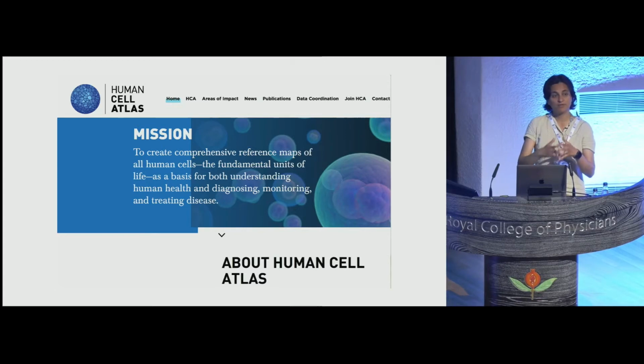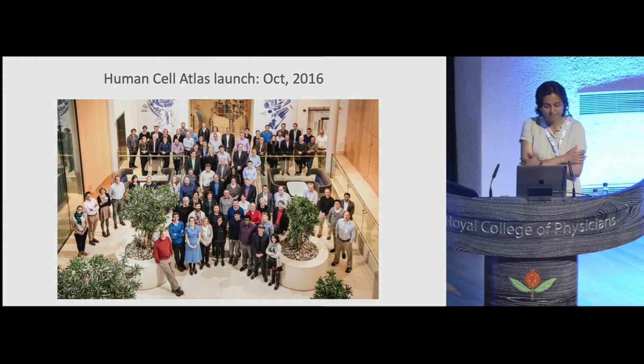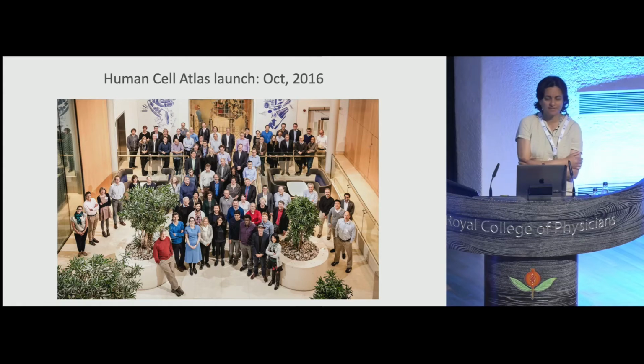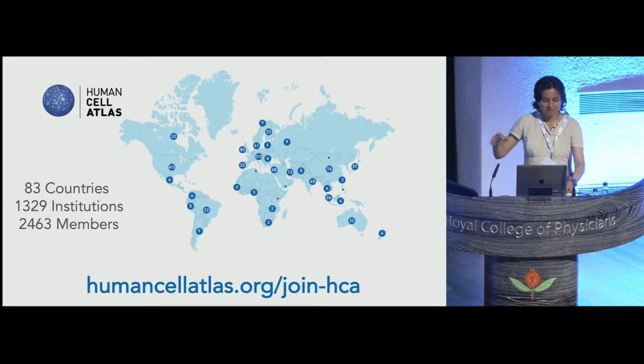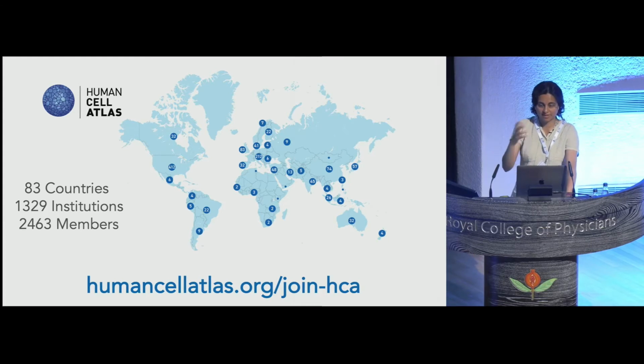And the idea is that you then have a reference of what cell types are present in the human body. It was launched very recently, in fact, late 2016, at the Wellcome Building. Essentially this is an aggregation of many researchers from many institutions across now 83 countries who are pooling their efforts to identify what cell types comprise human tissues, organs, and the human body. Anyone can join, you just have to click on that link.